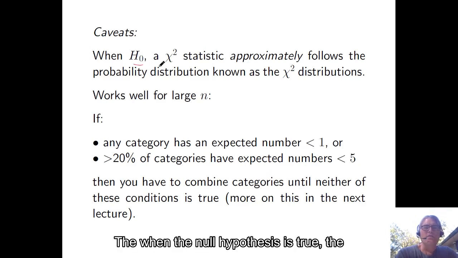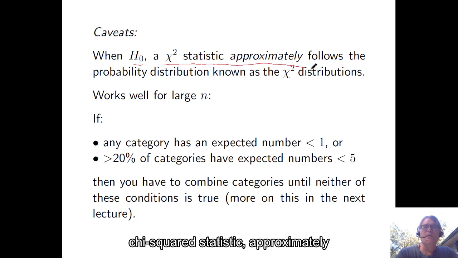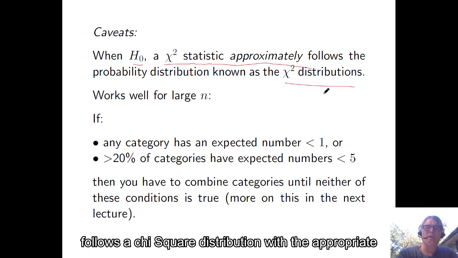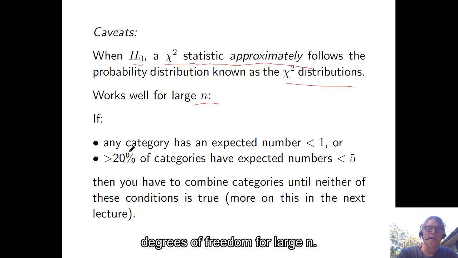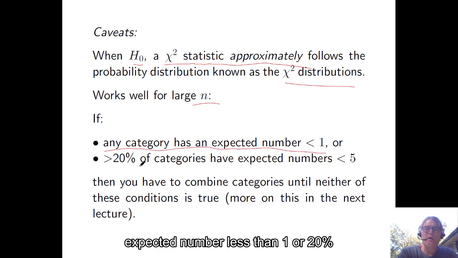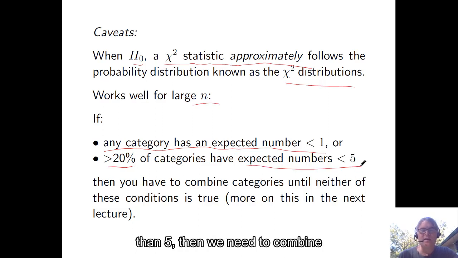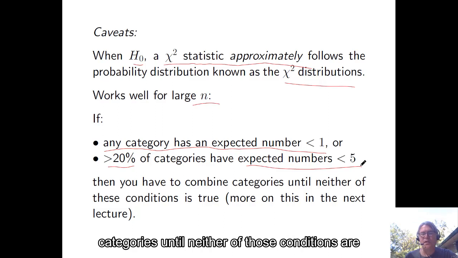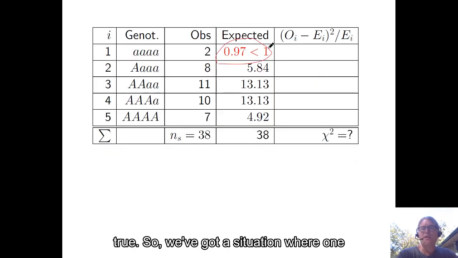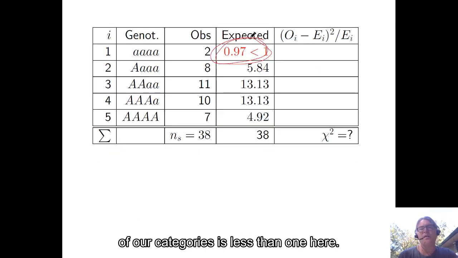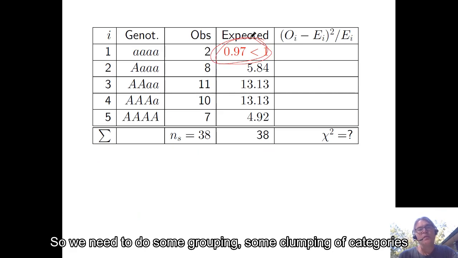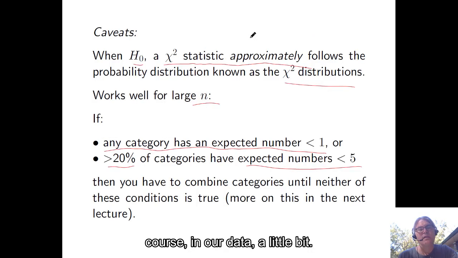When the null hypothesis is true, the chi-squared statistic approximately follows the chi-square distribution with the appropriate degrees of freedom for large n. But if any category has an expected number less than 1, or 20% of the categories have expected numbers less than 5, then we need to combine categories until neither of those conditions are true. So we've got a situation where one of our categories is less than 1 here. So we need to do some grouping, some clumping of categories, coarsen our data a little bit.